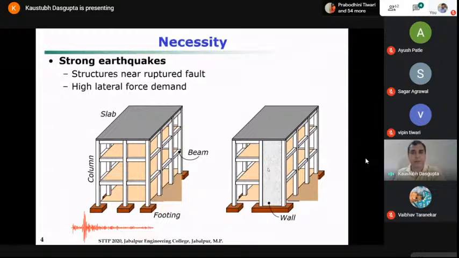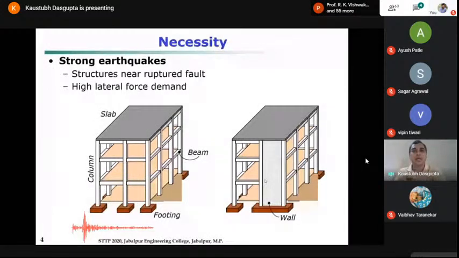So here in the cross section, in the plane of the wall, D is the length, B is the thickness. So even if the thickness is small, the length is large, so the cube of that gives a very large contribution. So the value of I, or second moment of area, for the in-plane behavior of the wall is much more as compared to the column.